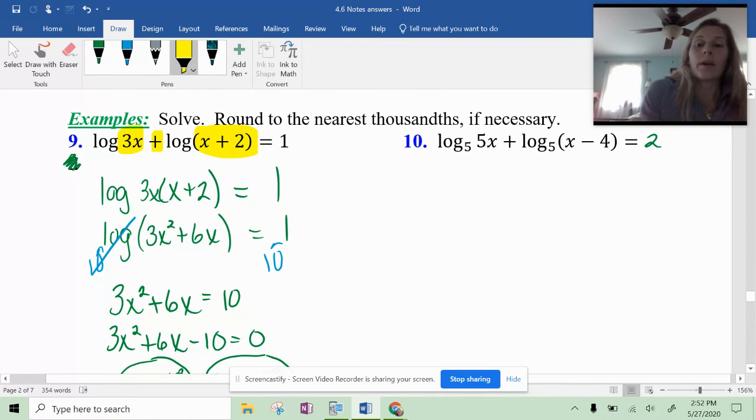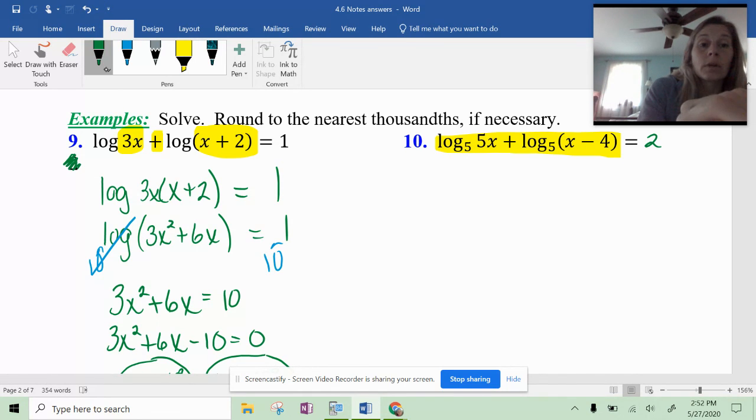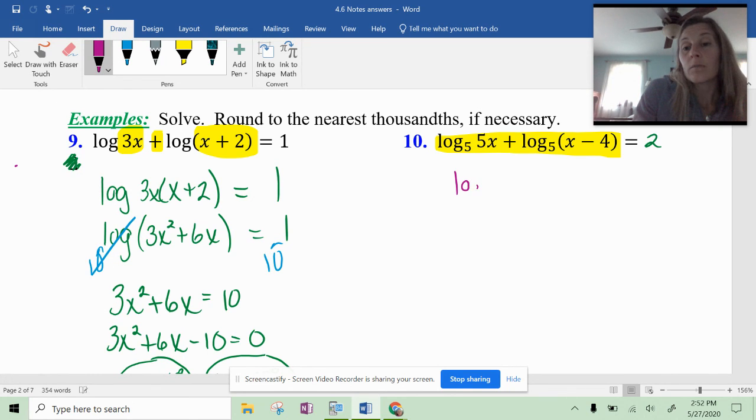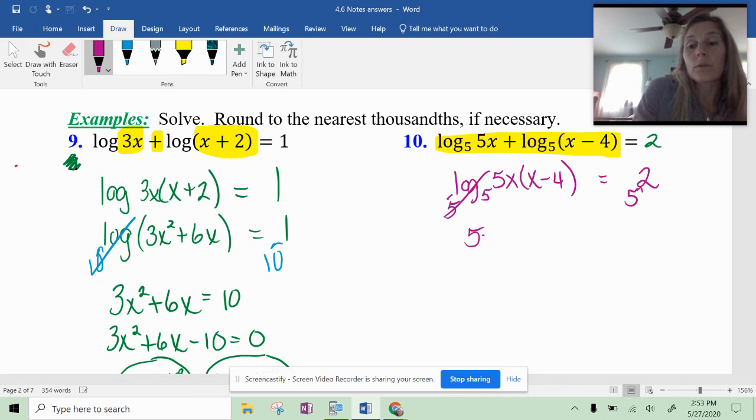Okay, so this one again, we have 2 logs on the same side. We're going to have to condense them. So we want to make it log base 5, and then we're going to do 5x times x minus 4. Then each side is going to be given a base of 5 so that can cancel. So we're left with 5x squared minus 20x. And over here, 5 squared is 25.